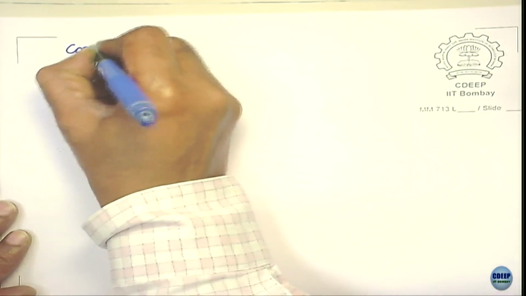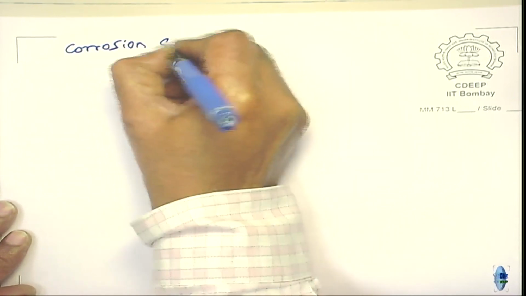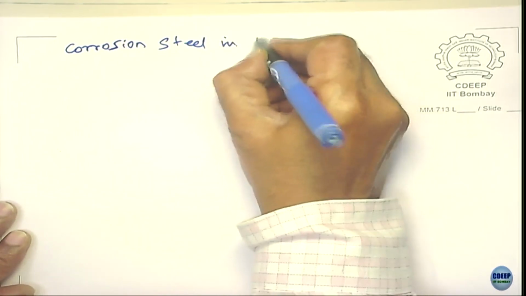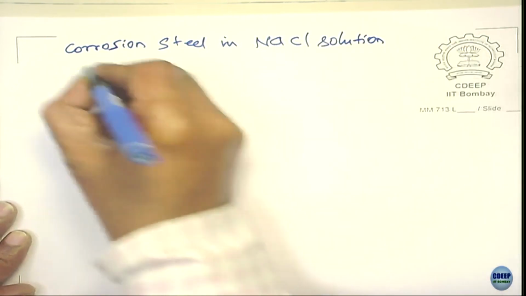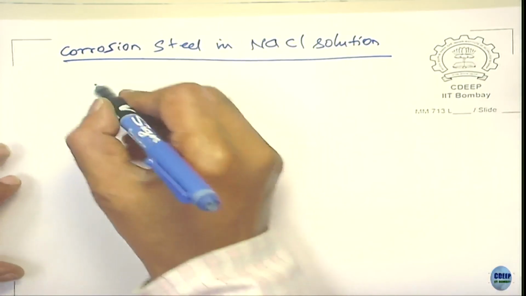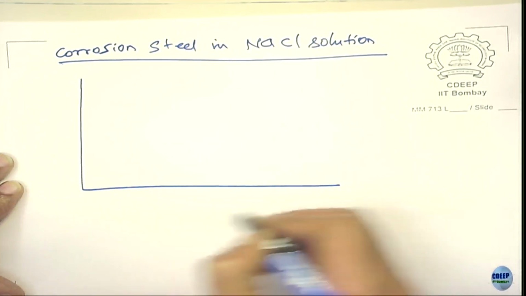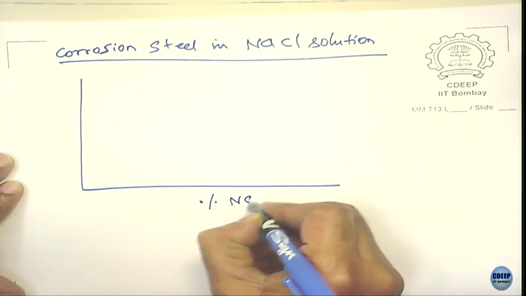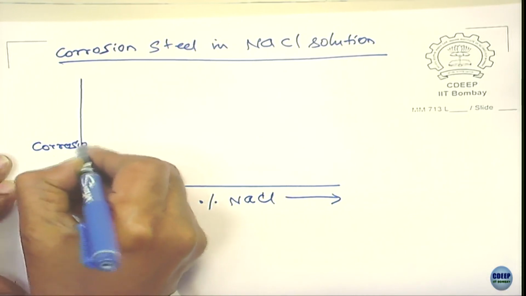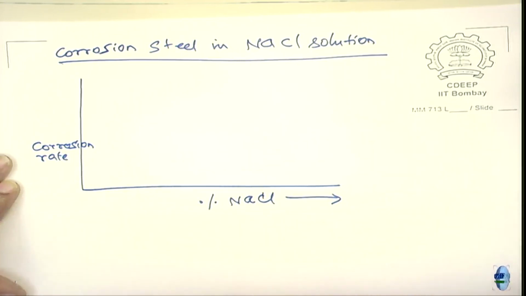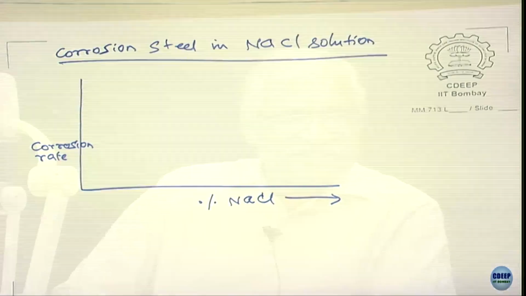Look at the case of, say, corrosion of steel in NaCl solution. So, if you take a steel and if I measure the corrosion rate of the steel with the addition of sodium chloride, and plot corrosion rate versus concentration, what do you think will happen to the corrosion rate? Assume that, say, sea water, right, let us take sea water.